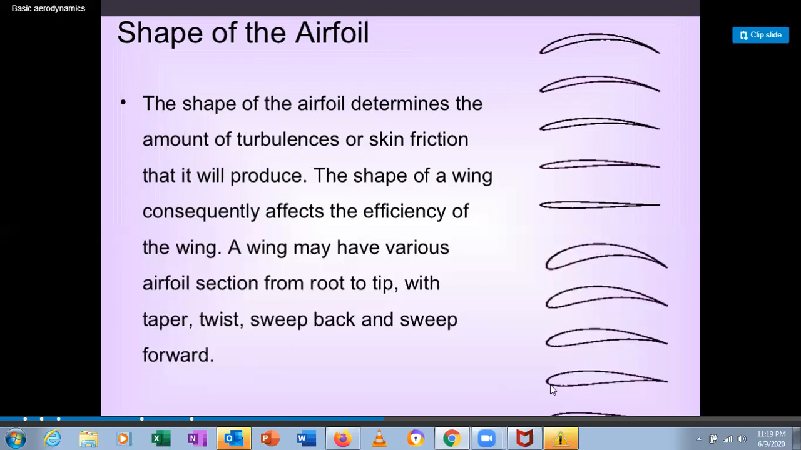If we cut it into two pieces, it becomes symmetric, with zero camber, and at 0 degrees we don't have any lift. So those are the different types of airfoils.